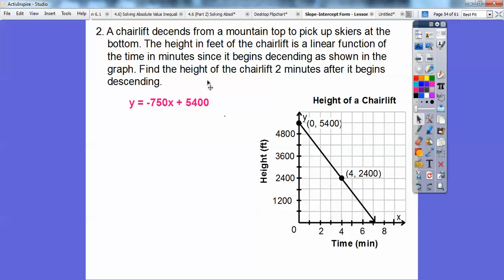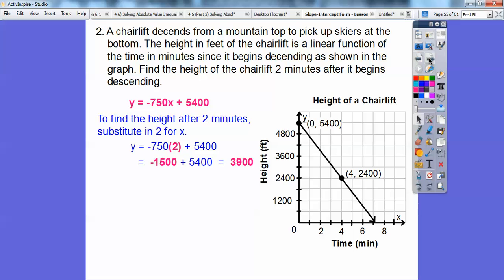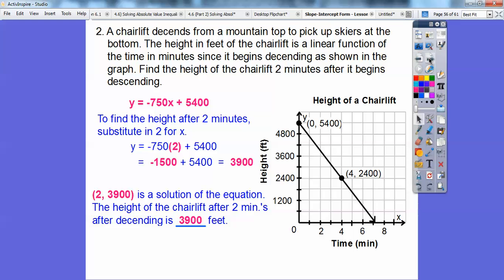Now it says find the height of the chair 2 minutes after it begins. So we're going to plug in 2 right there. So negative 750 times 2 is going to give us negative 1,500 plus 5,400 is 3,900 feet. Okay, so (2, 3,900) is the solution to the equation, and the height of the chairlift after 2 minutes of descending is 3,900 feet. Okay, and there's the point right there.